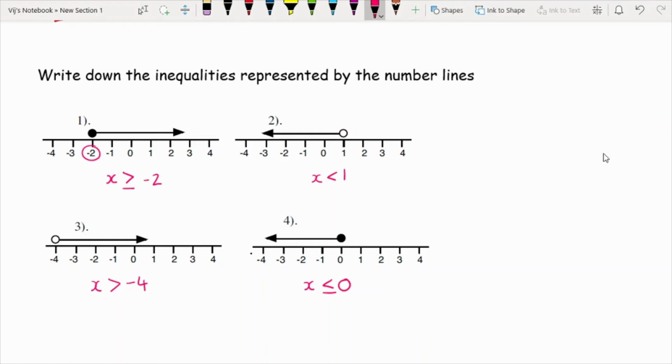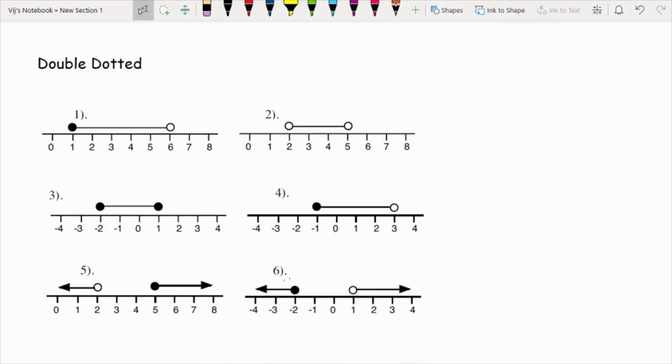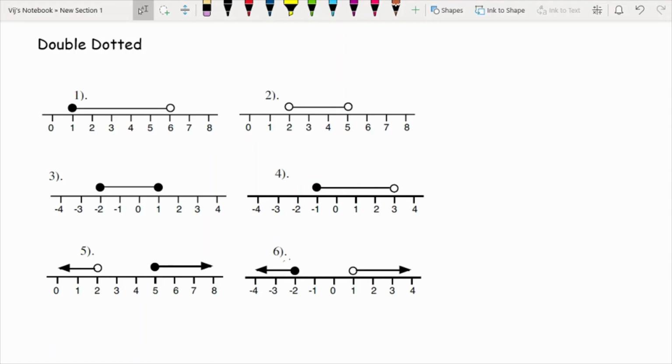So let's have a look at what happens when we have two circles, or double dotted questions, which is how I usually call them. So here we've got 6 examples. When your number line looks a bit like a cartoon dumbbell, then x is going to be between two numbers. Now for this, x is going to be between 1 and 6.